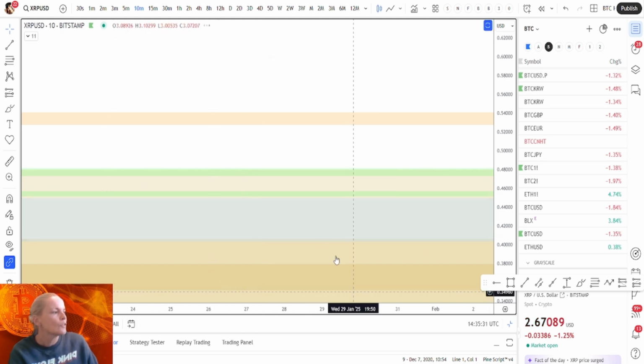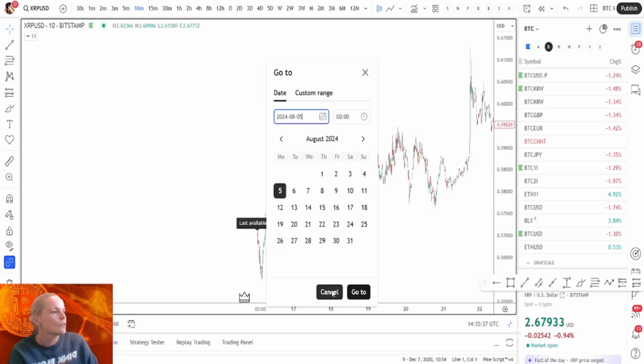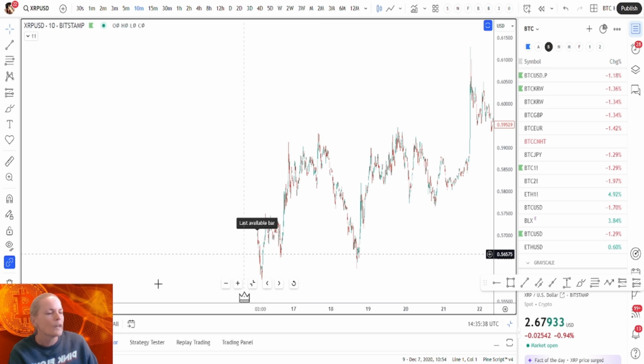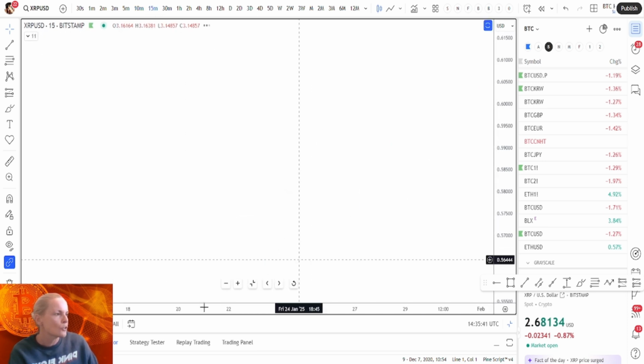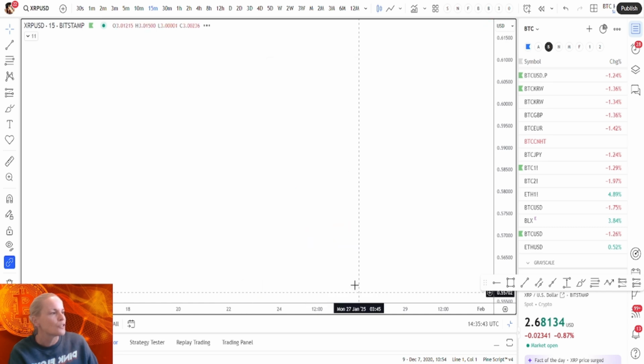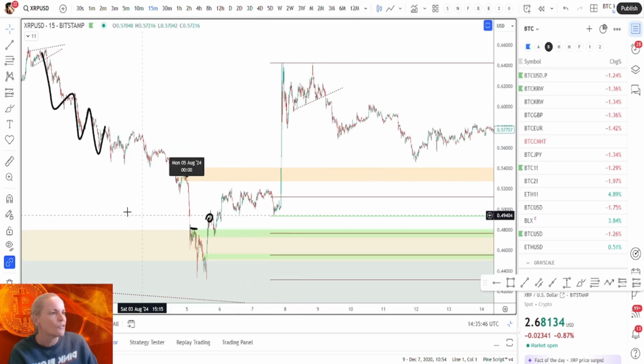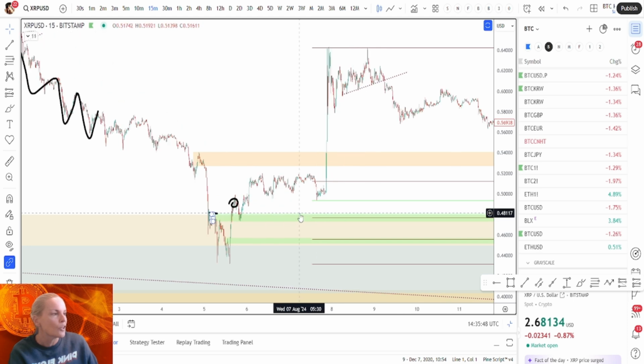Let me see if I can get this on the 10-minute. Probably not. Does that work or not? Not quite. Just short of getting the 10-minute chart on this. I wanted to show some low time frames as well, but the 15 minutes is as low as I can get for this particular example.